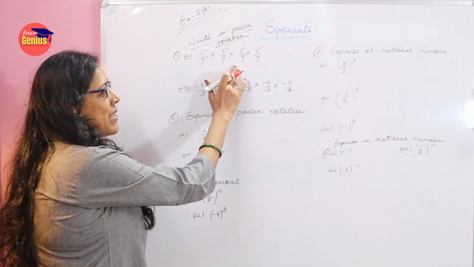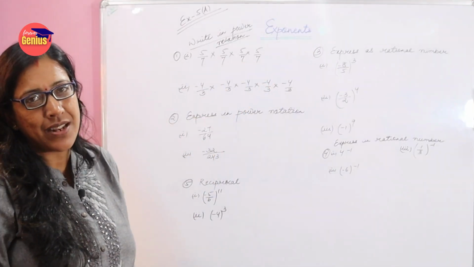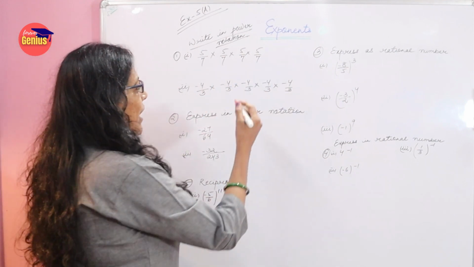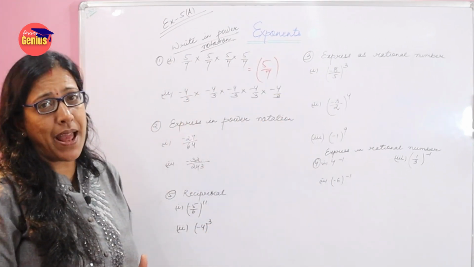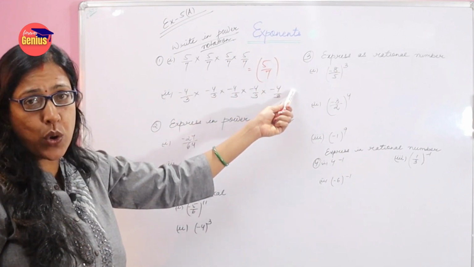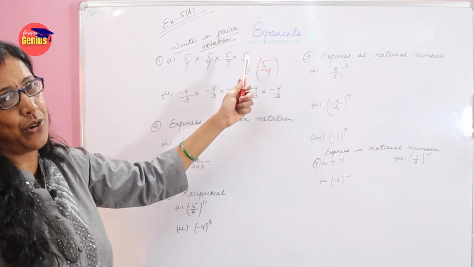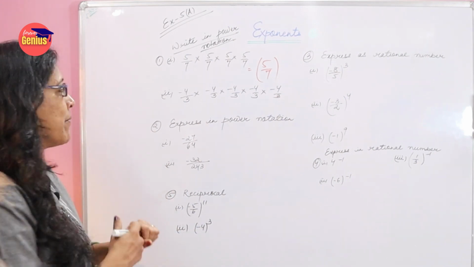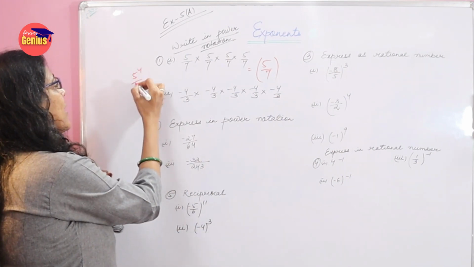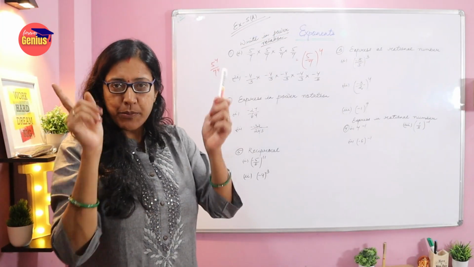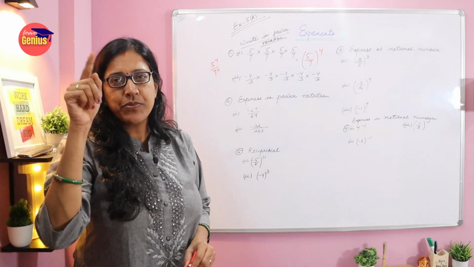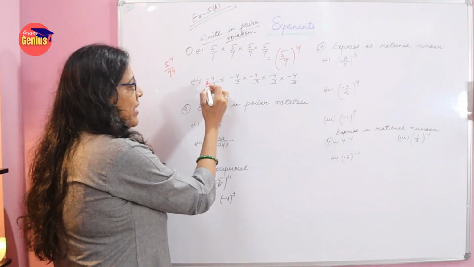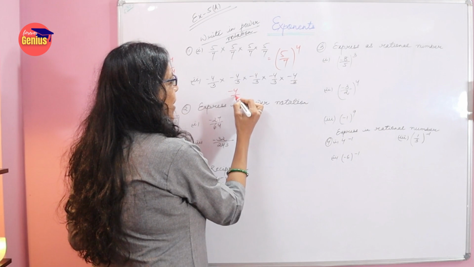So it is 5 by 7, 5 by 7, 5 by 7, 5 by 7. So we can see it is written 4 times. So what will I do? I will give the bracket as a whole, not only on 5 or only on 7, and I don't need to write them separately. We'll simply give a bracket and give the power notation. That's so simple.